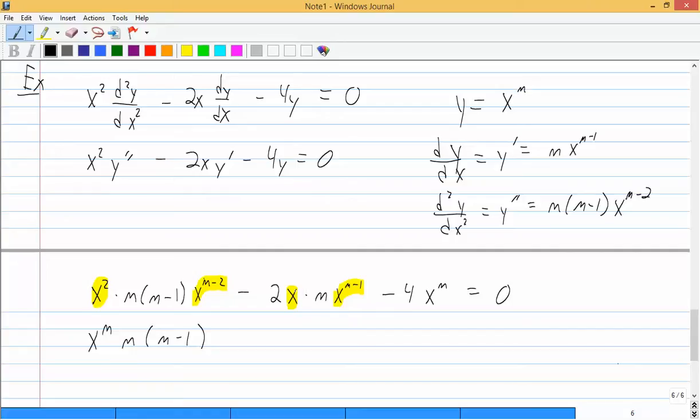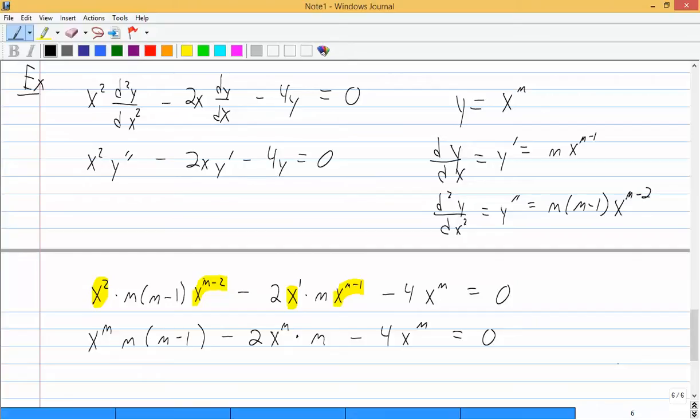All right, let's do the same thing here. We have x to the first, we have x to the m minus 1. Add the powers, and that leaves just x to the m times m. And then there's no other x term with the last term, so we leave it just like that.